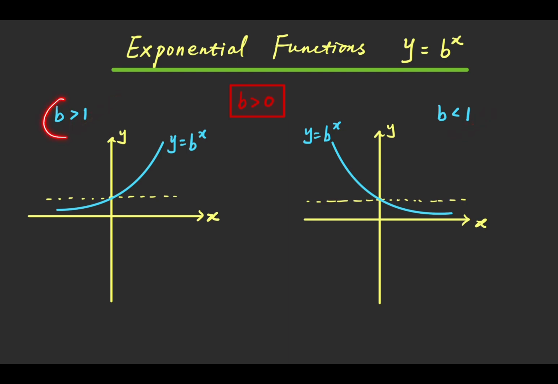So if b is greater than 1, it must be greater than 0. For the situation b less than 1, simultaneously, b must satisfy this requirement, so we say b greater than 0, less than 1. Now, for this first situation, if b greater than 1, we can sketch the graph for this function. That is to say, the function is an increasing function.